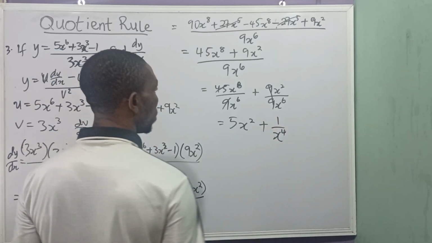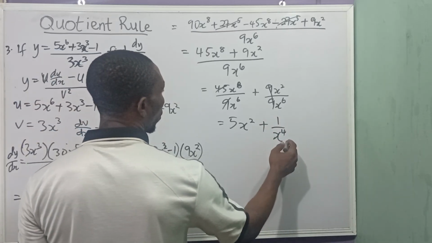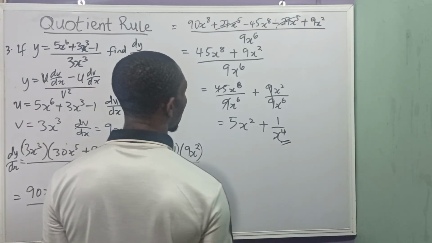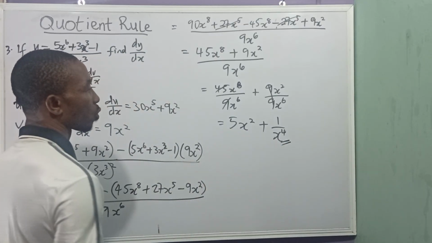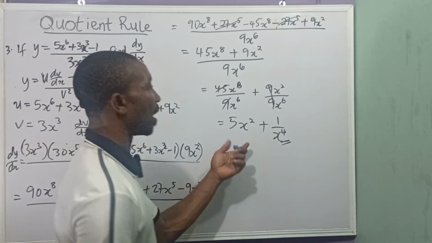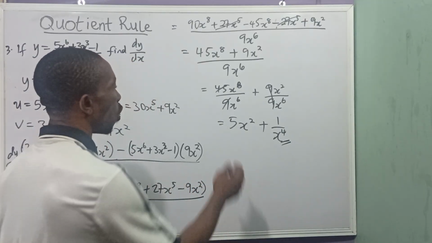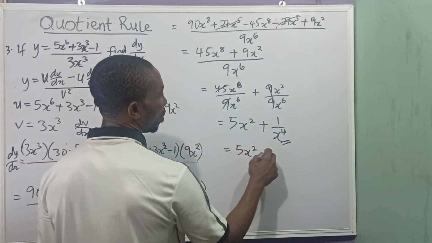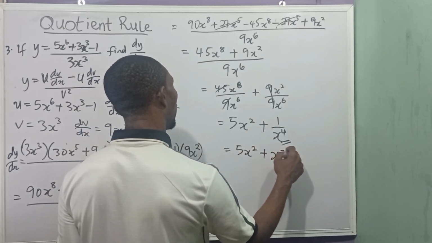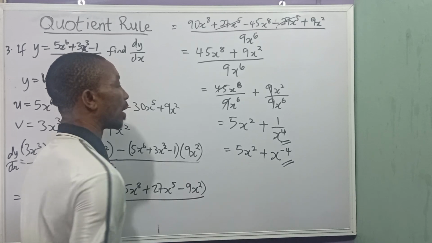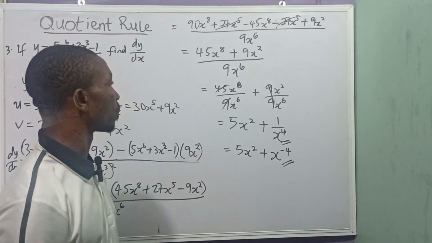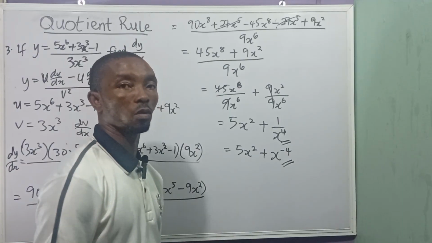Okay, so with this, we can say we've differentiated this as 5x squared plus 1 over x raised to the power 4. Or we can write this to be 5x squared plus x raised to the power minus 4. We can write it to be this, so we are still correct. So with this, we've solved our question.